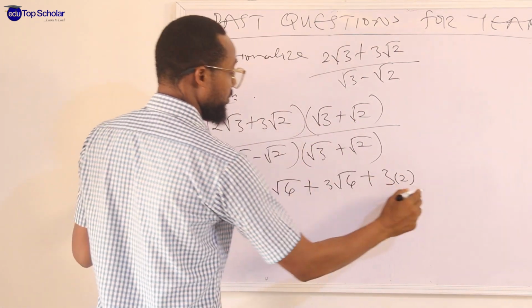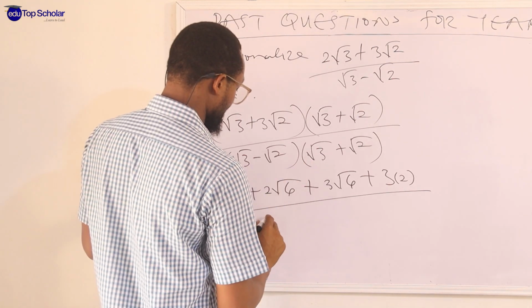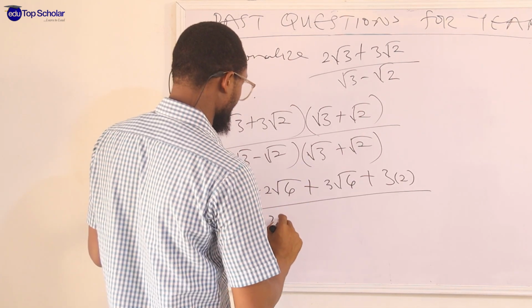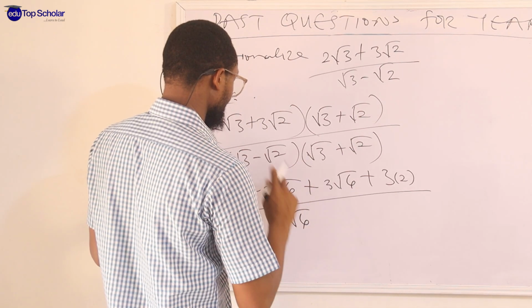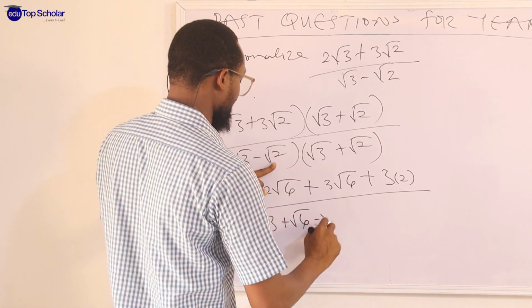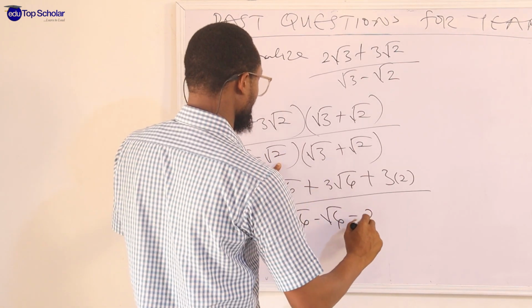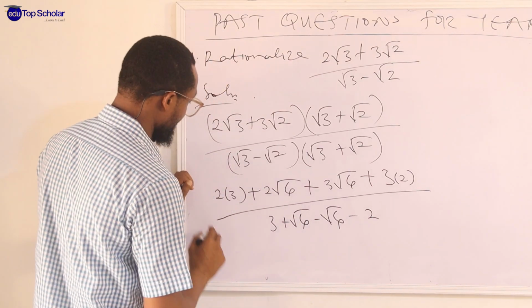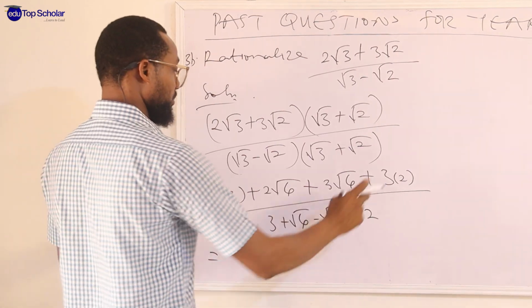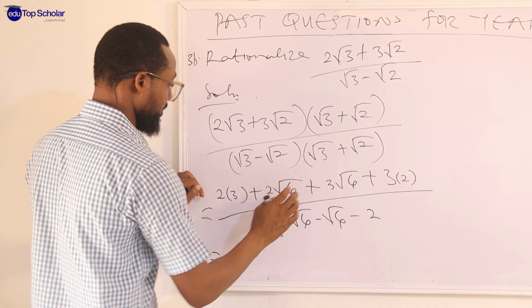Since root 2 by root 2 is 2, and we now have root 3 multiplied by root 3, we have 3. Root 3 multiplied by root 2, we have root 6. Minus 2, minus root 2 by root 3, we have minus root 6. And now root 2 multiplied by root 2, we have minus 2. Therefore, all of this will give us, this is 6 plus 6. That will be 12.